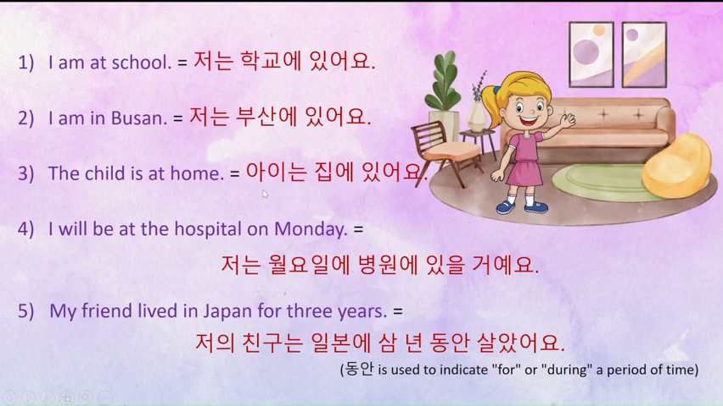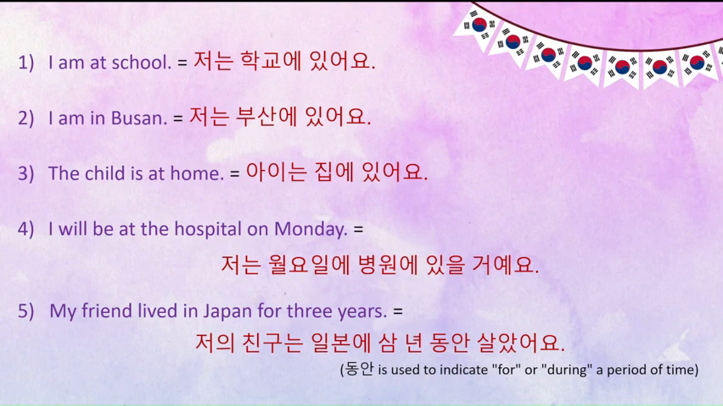Next is the child is at home. So in Korean it is 아이는 집에 있어요. Okay, now here we have to denote the location, home. So which particle got attached? 집에, 에. Okay, next example is I will be at the hospital on Monday.